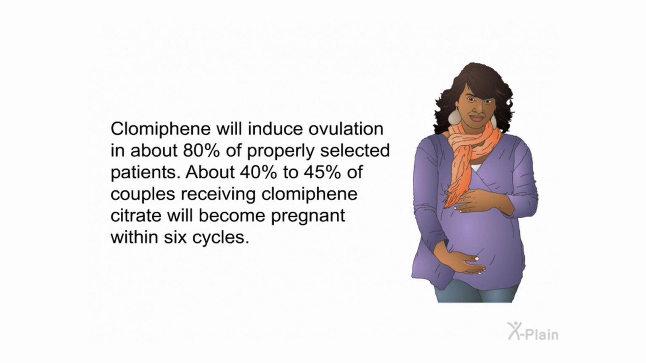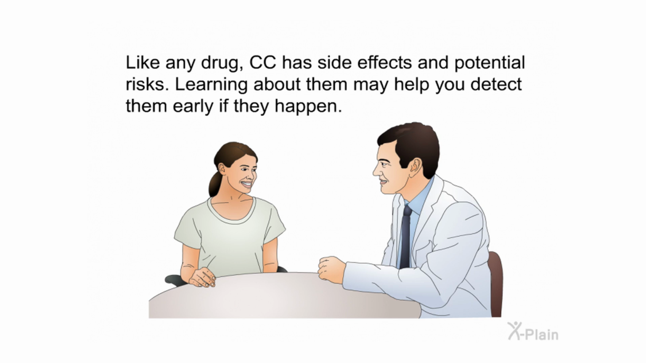Clomiphene will induce ovulation in about 80% of properly selected patients. About 40 to 45% of couples receiving Clomiphene citrate will become pregnant within 6 cycles. Like any drug, CC has side effects and potential risks. Learning about them may help you detect them early if they happen.